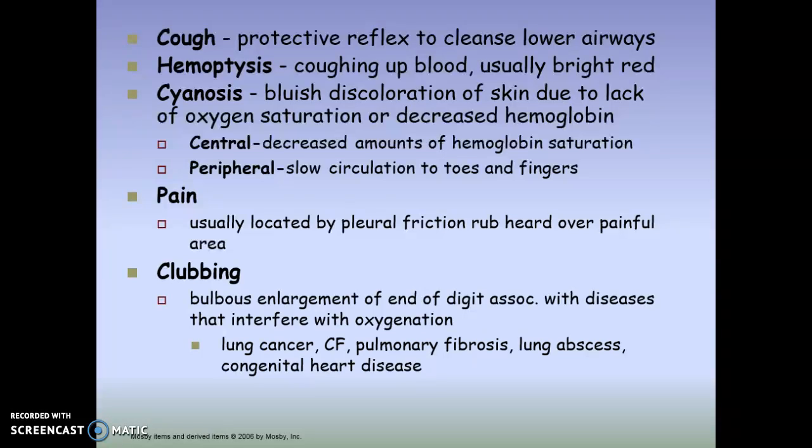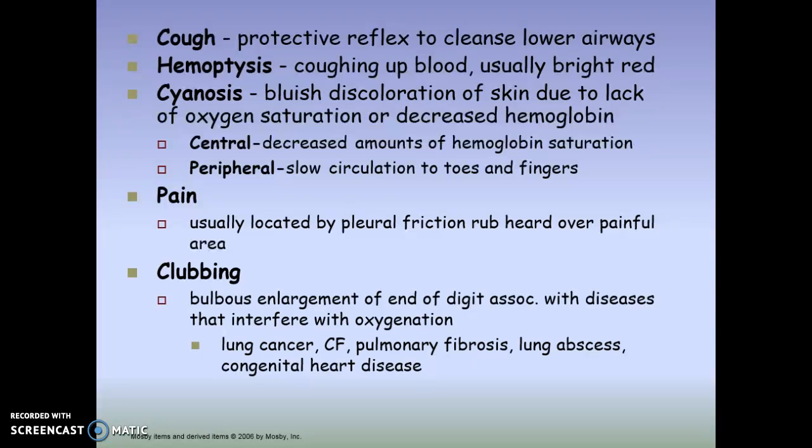is the bluish discoloration of skin due to lack of oxygen saturation within the red blood cells or decreased hemoglobin content. It can be central, a decreased amount of hemoglobin saturation, so you're going to have an issue throughout the entire body, or it can be peripheral, slow circulation to the toes and fingers. And in that case, the hemoglobin content and saturation might be just fine, but it's simply an issue of slow circulation and getting those red blood cells out to the exterior of the body.